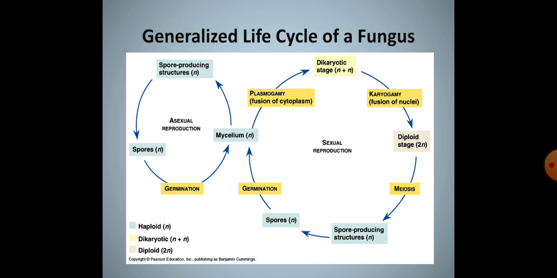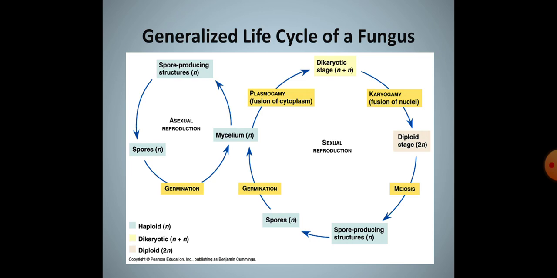This is the generalized life cycle of a fungus. You can see the asexual phase and a sexual phase. In the asexual phase, mycelium produces spore producing structures called sporangia. Mycelium itself develops from haploid spores, so it is haploid, its nuclei are haploid. Spore producing structures, sporangia, are also haploid, and they produce spores by mitosis, which are again haploid, and on germination they produce mycelium. So this is the common mode of reproduction in most of the fungi, in which spores are produced asexually.